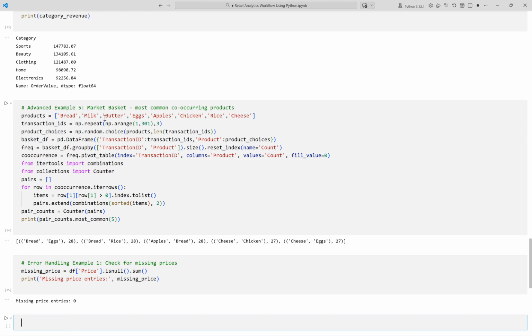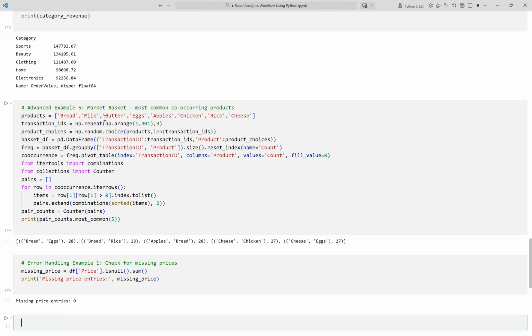Ensuring no missing prices is crucial before calculating revenue or average price, helping prevent errors in further retail analysis. This step reinforces the importance of data validation in core retail analytics. Practice prompt: what should you do if you find many missing prices in your retail data?